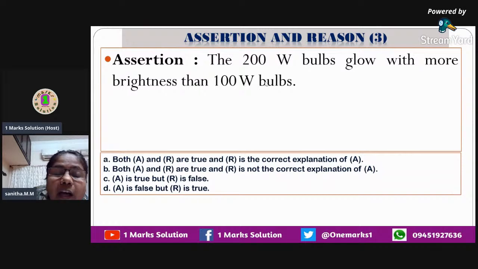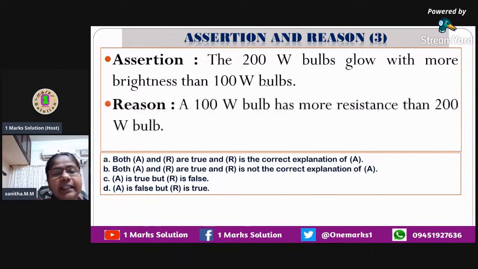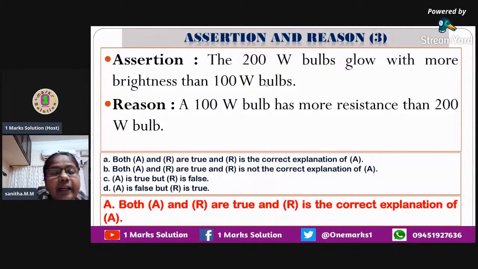So here power increases means resistance decreases. P is equal to V squared by R. So here which is having more power? 200 is having more power. So we will see what is the reason given. A 100 watt bulb has more resistance than 200 watt bulb. Is it correct? Yes, the reason is absolutely correct. How will you get it actually?